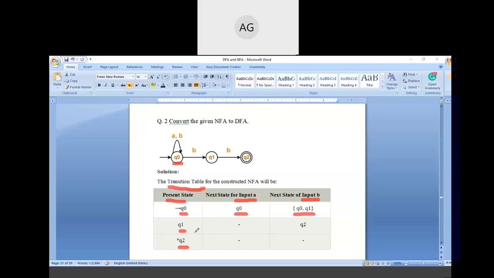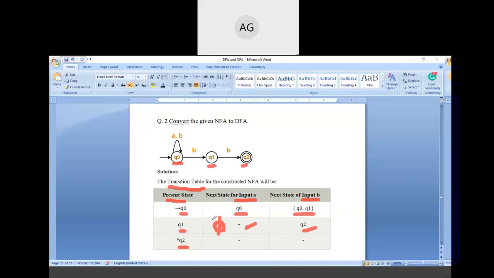Now we fill the entries of q1. As you can see, there is no entry for input symbol A on state q1, so it can be left blank, or we can write phi; it means the same thing. On getting input B on the present state q1, it moves to state q2, so we write q2. Now the transitions of state q1 are filled.